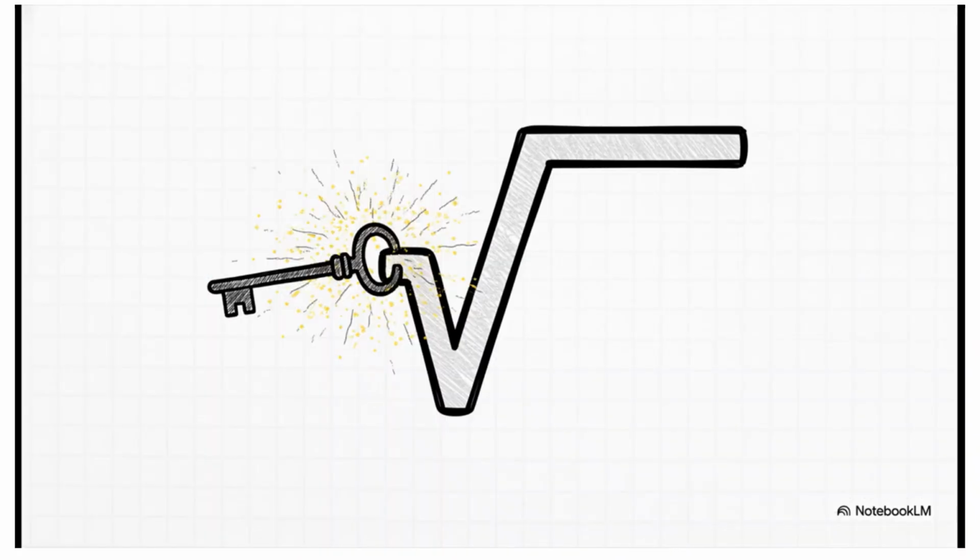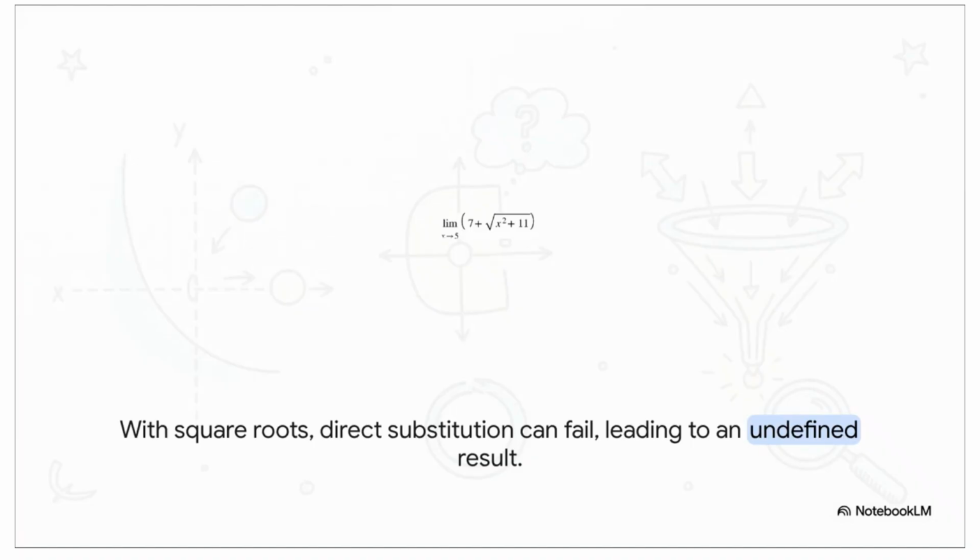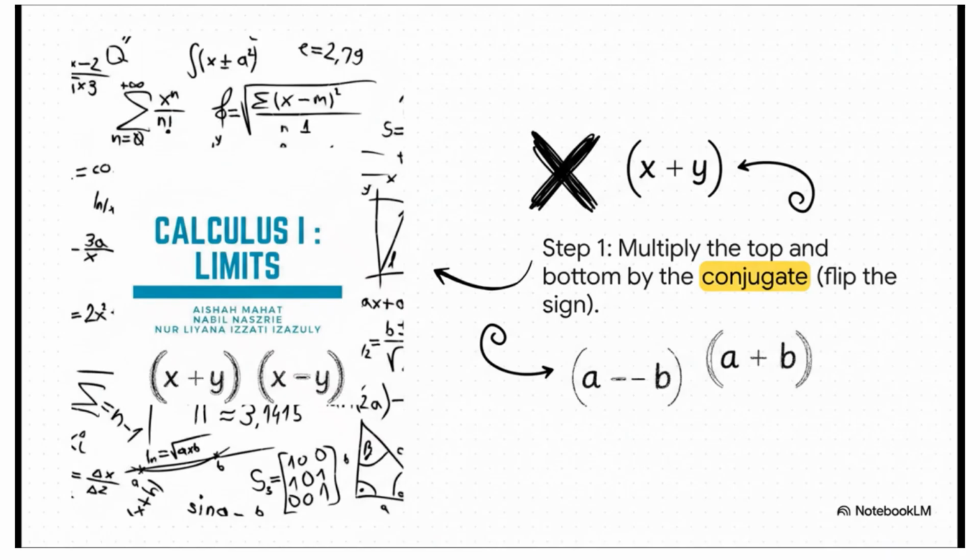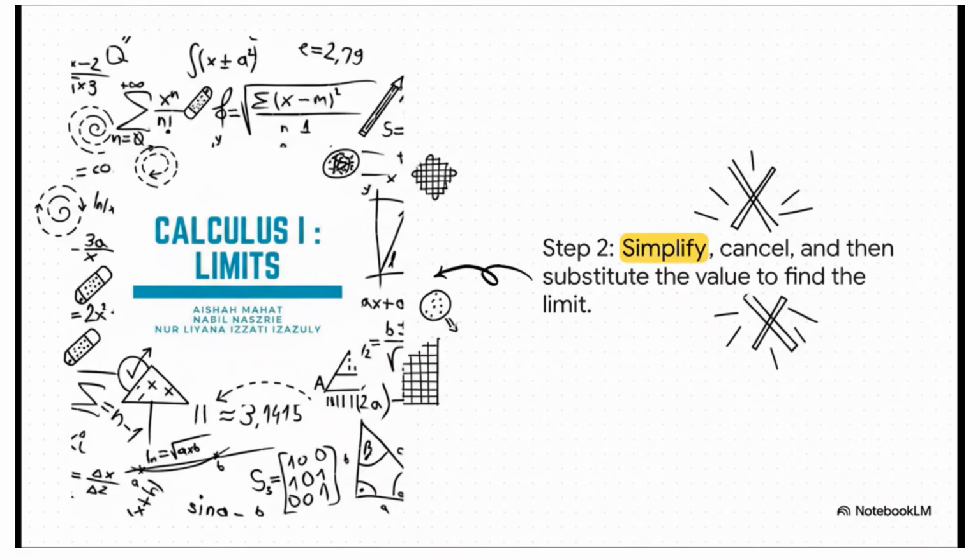But what if you've got a square root in the mix? For that, we need another trick, the conjugate method. And you guessed it, plugging in the number gives us 0 over 0. That square root is the key. The magic trick here is multiplying by something called the conjugate. You just flip the sign in the middle. This clever multiplication gets rid of the square root, so we can simplify, cancel, and find our answer.